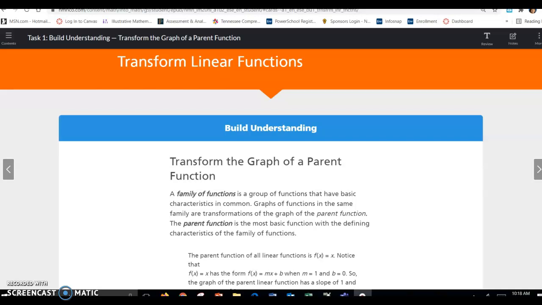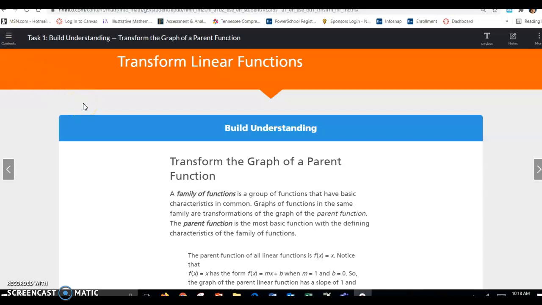Right, today we're going to look at lesson 5.2, and we've already looked at transformations of functions, and now we're going to look at transforming linear functions. So remember, a linear function is an equation of a line, and function just means it passes the vertical line test. So let's start with task 1.